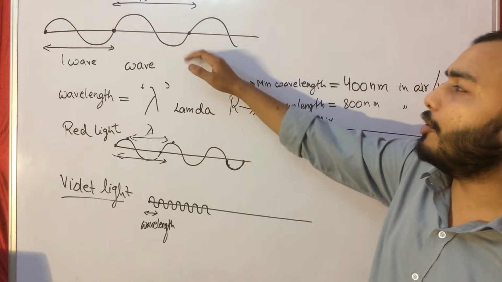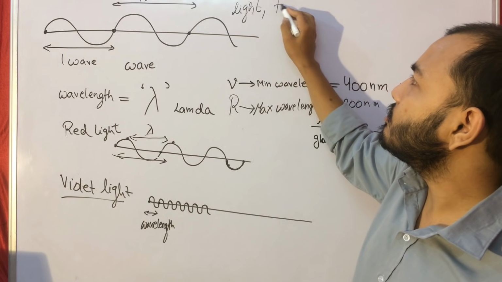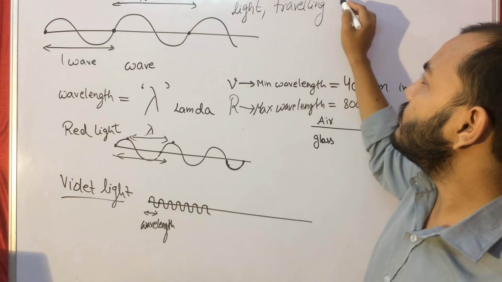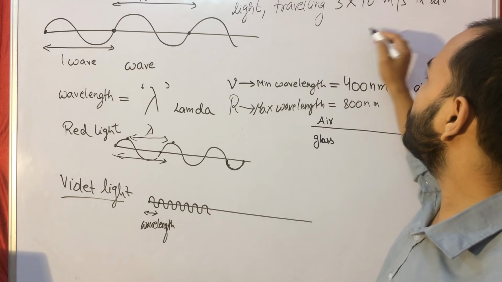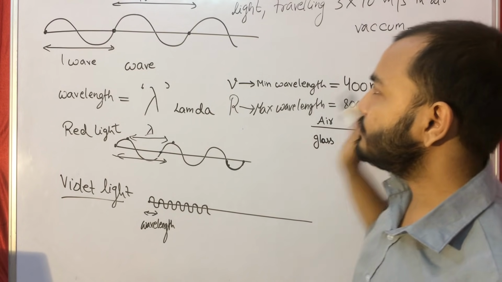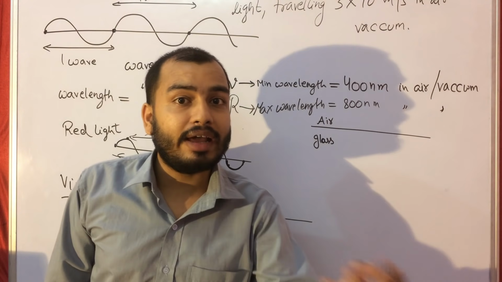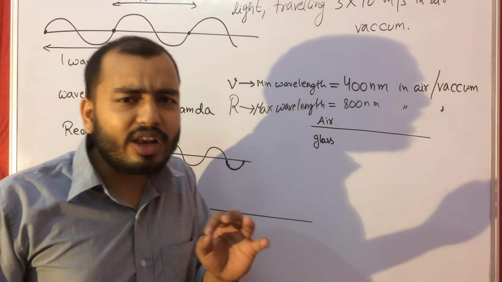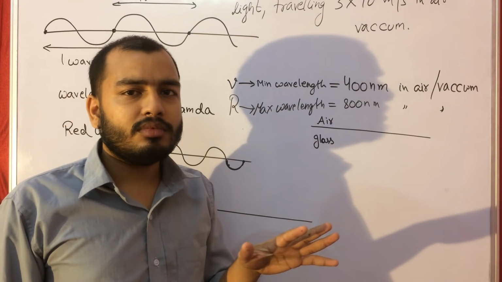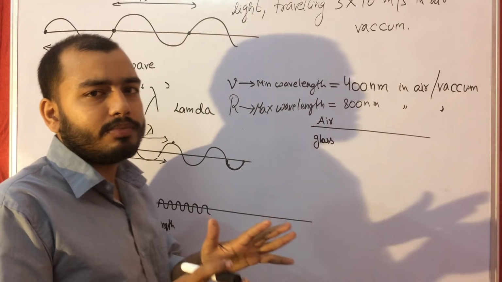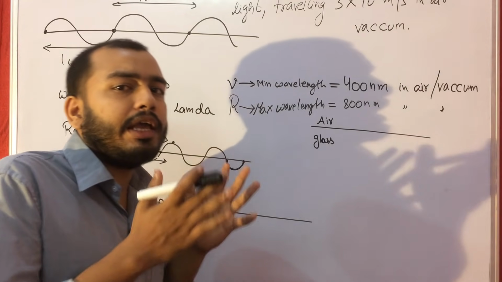What do you know about the speed of a wave? If this is light and this is a wave, it is traveling with a speed of 3 times 10 to the power 8 meter per second in air or in vacuum. Yes. What is the speed of red light? What is the speed of violet light? All colors travel with this speed in air or vacuum. See, red has a long wavelength, no problem. It will travel with the same speed as violet. Both will have the same speed in air or vacuum.